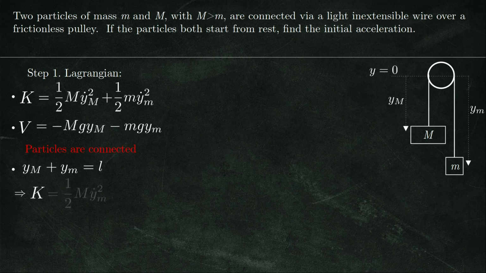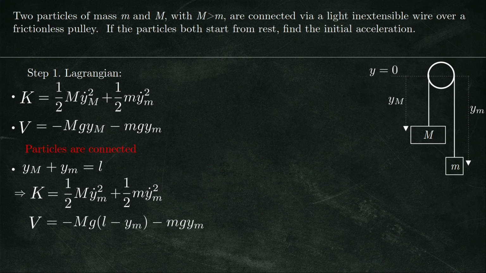So our kinetic energy becomes, again, still the sum of the two kinetic energies, but now everything is written in terms of y little m. And our potential energy can also be rewritten just in terms of y little m. And finally, this L isn't a coordinate, it's just a constant, so we can cross this out. Remember, potential energy is only defined up to a constant, and so if there's just a constant term, we can just get rid of it and ignore it. And so our Lagrangian is given here. We've got the kinetic energy, take away the potential energy.